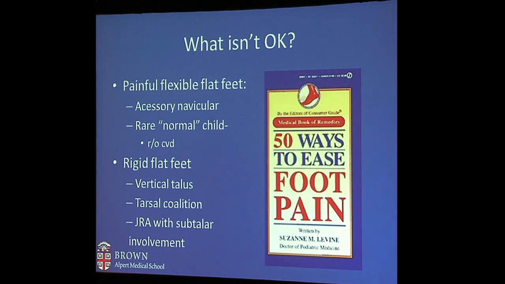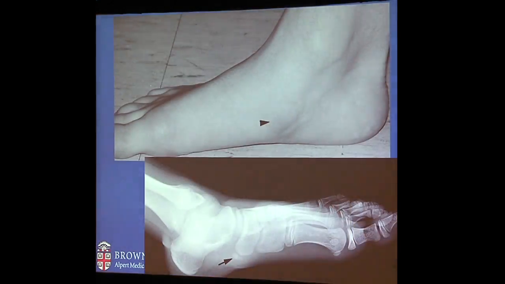Okay. So what's not okay? All right. Painful flexible flat feet. So the rare normal child or the child with connective or collagen vascular disorder, right? The accessory navicular and rigid flat feet. Vertical talus, CVT, talked about that. Tarsal Coalition, we'll talk about that. And JRA, again, that's beyond the scope of this, but be aware that this can be a sign of an inflammatory condition. Okay, so this is an accessory navicular.